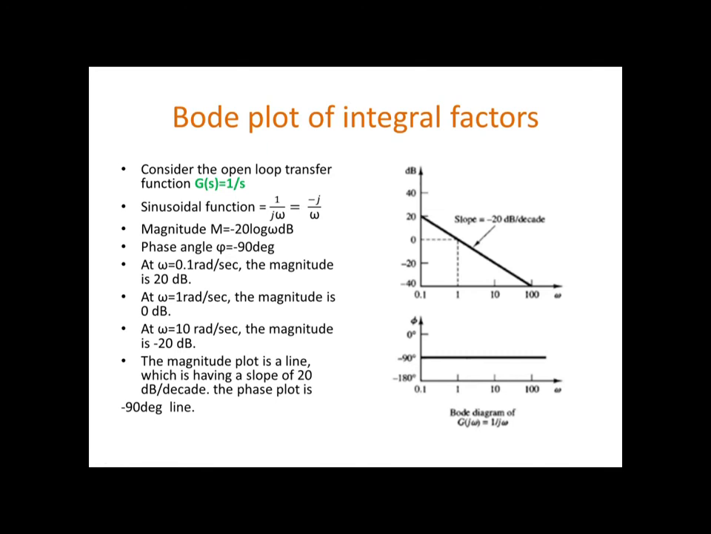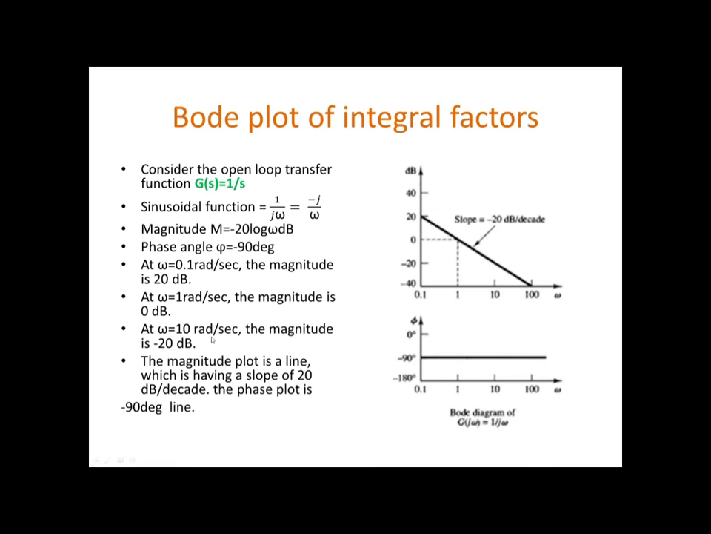So next we are considering the value at 1. Omega is 1. So when omega is 1, it will be 0 dB. So the slope is going downwards, and at 1 it is at 0 dB.